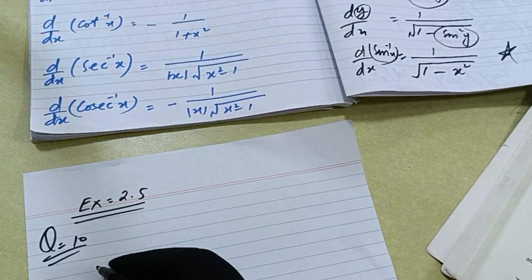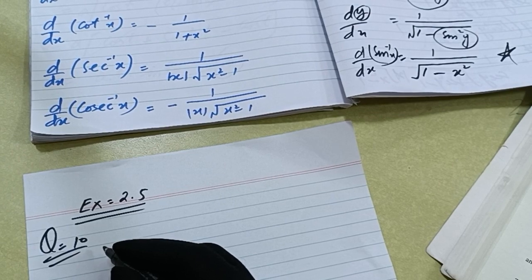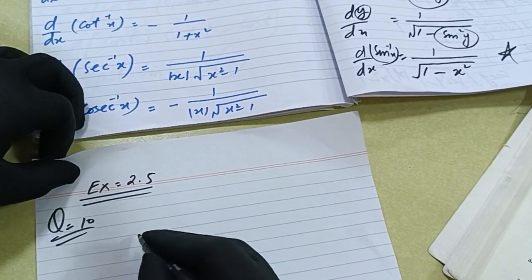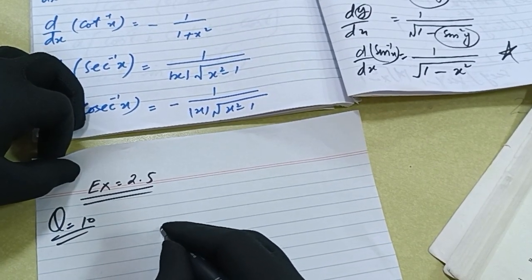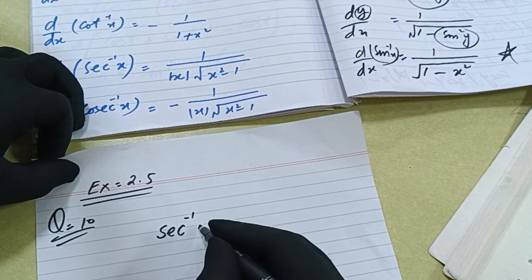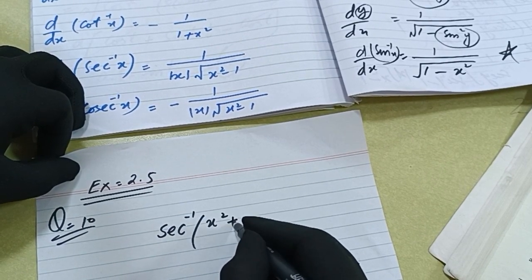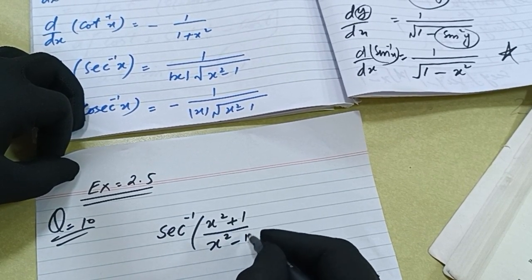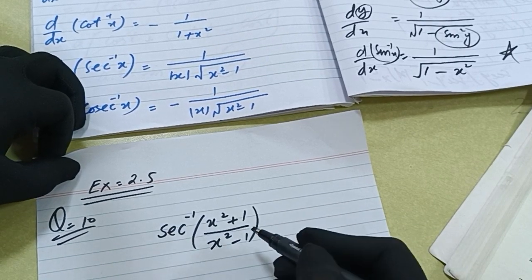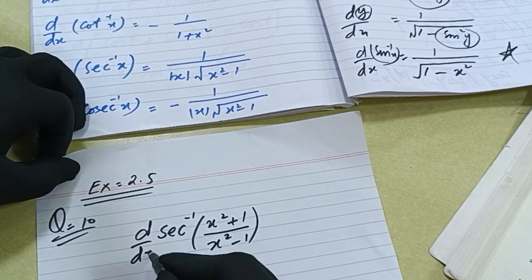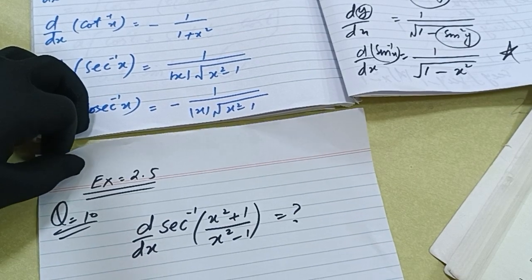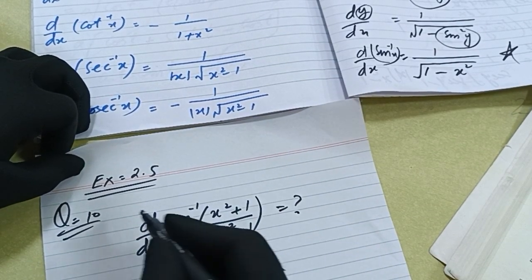The problem is to find the derivative of secant inverse of x square plus 1 over x square minus 1. So its derivative you have to find out. Let's take it equal to y.